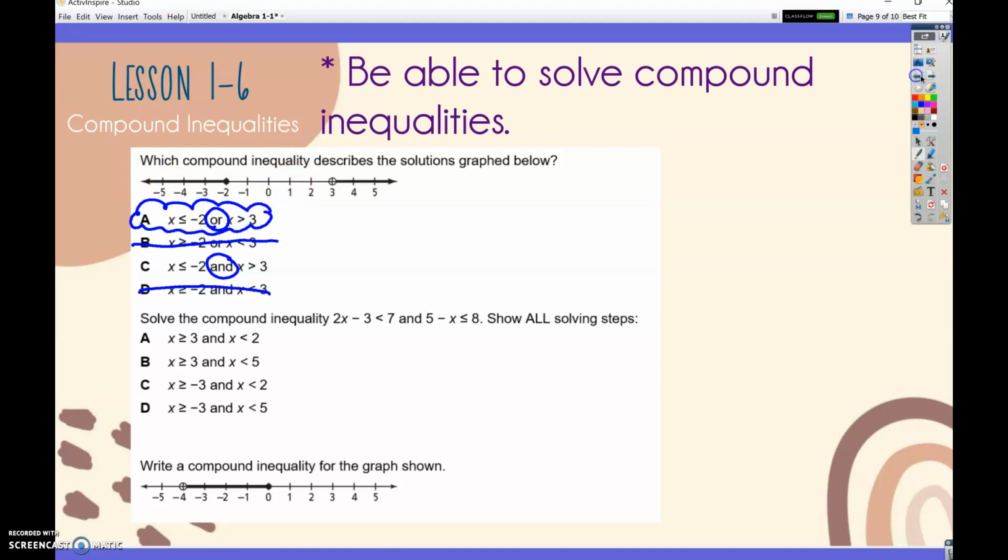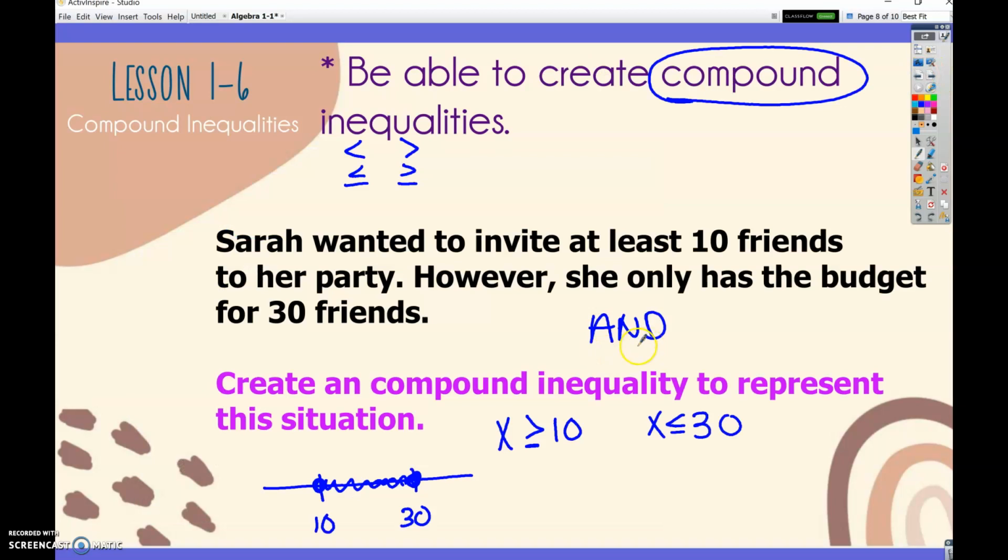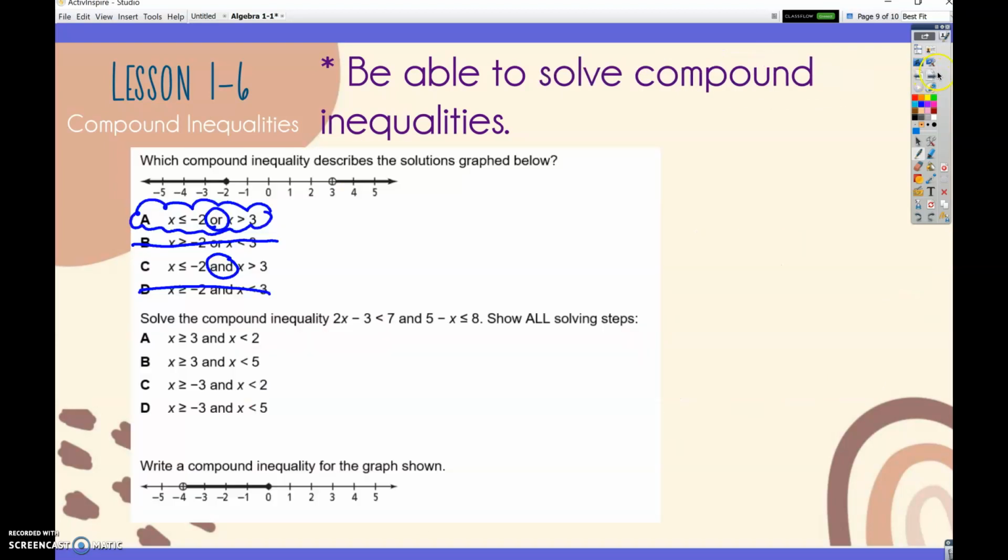Remember, generally when we're dealing with the word "and" on a compound inequality, the shading is overlapping. Both of the inequalities are satisfied at the same time. There's no way that one could have a number higher than 3 and a number lower than -2. No number fits those criteria.